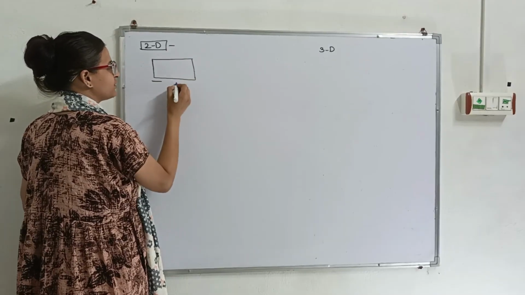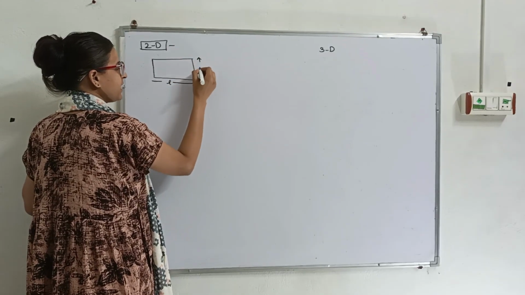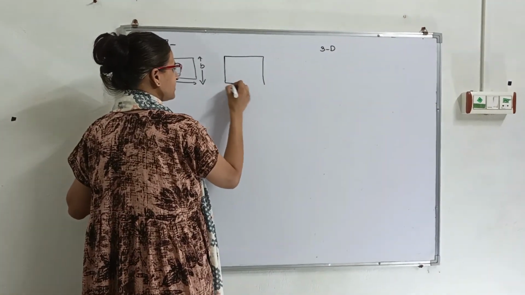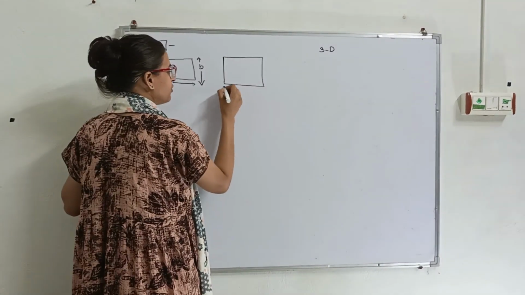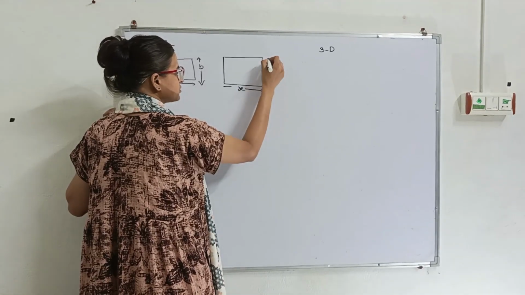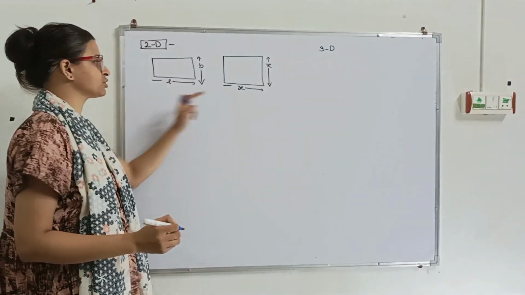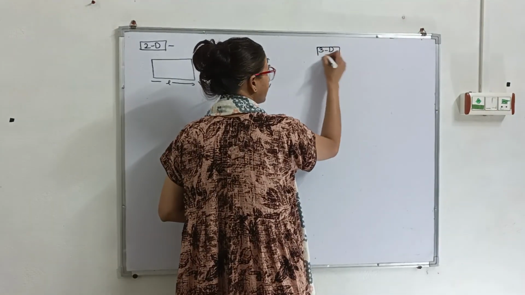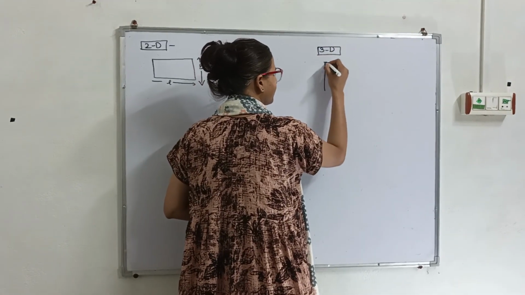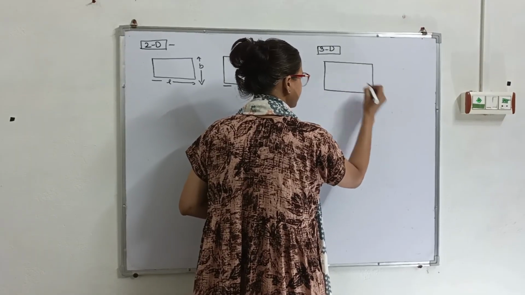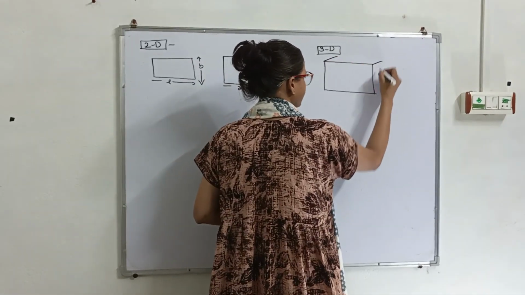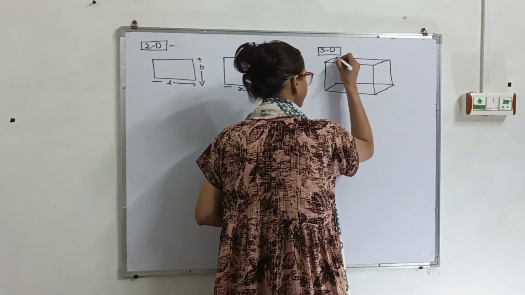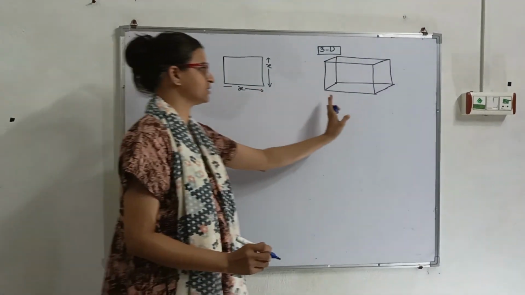Two dimensions, that means one dimension is length and one dimension is breadth. Similarly, a square also has two dimensions. One is x and this is also x, because all sides of a square are equal. And 3D structures, for example a cuboid, in our topic. Okay, this is a 2D and this is a 3D structure.